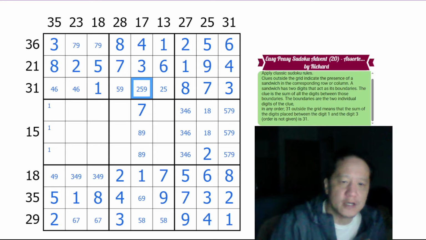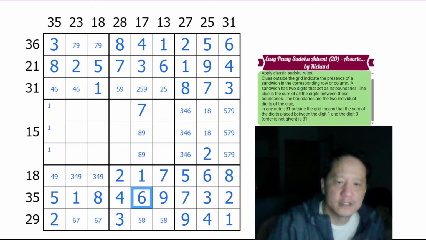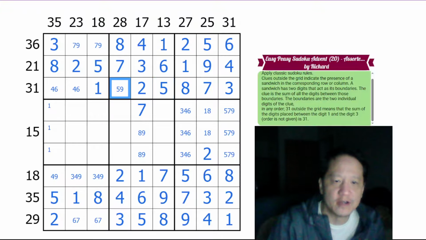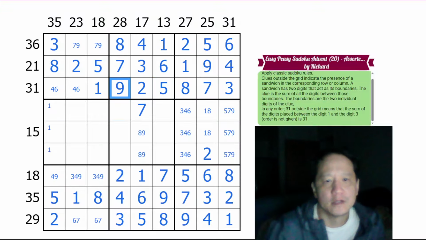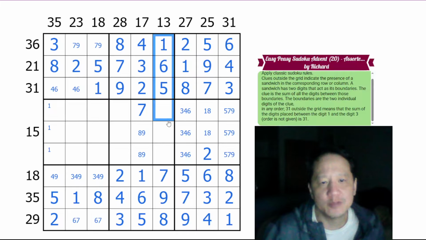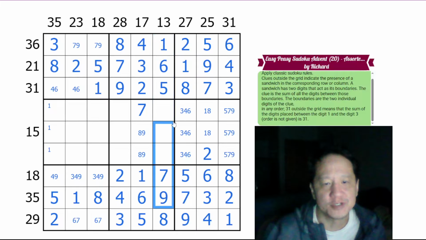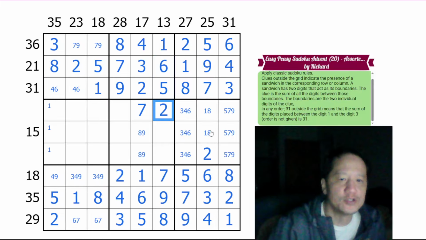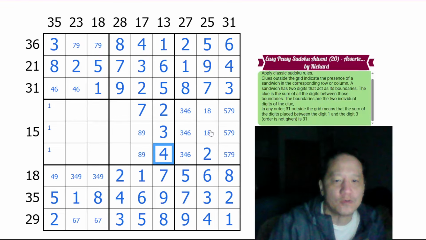This can't be 9 here, so that's 6. This can't be 8, so that's 5 and 8. So this can't be 5 or 9. It's 2, which makes this 5, which makes this 9. Okay, we have 13 in between the 1 and the 3 in column 6. This is 1. That's 6, 5, which adds up to 11. So it must be 2 next and 3 and then 4.